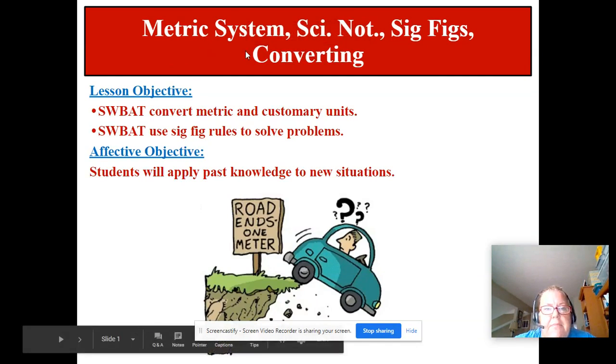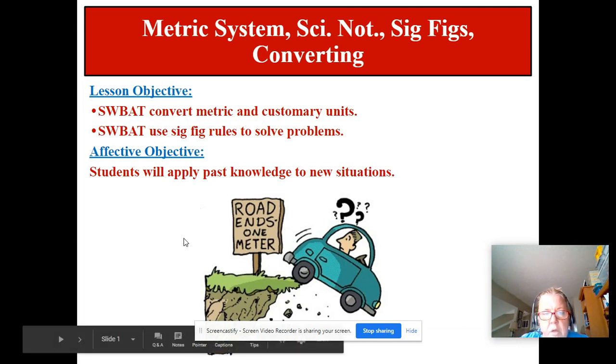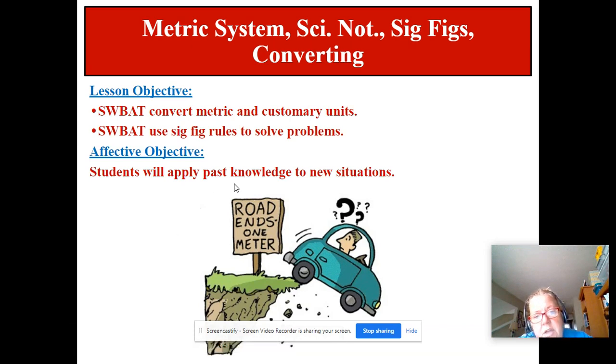Today, we're going to be talking about the metric system, scientific notation, sig figs, and converting. Most of the time, we'll be converting metric and customary units from one to the other. We'll also be using some sig fig rules to solve some problems. And then, of course, you'll be applying past knowledge, what you have learned over the last few years about the metric system and converting. So hopefully this stuff is a review.